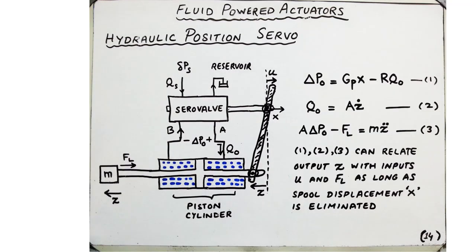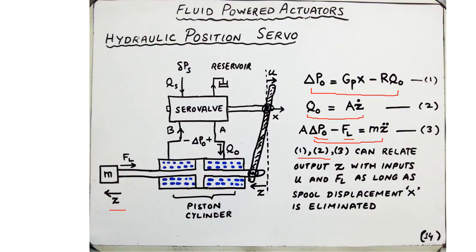So now if we make a summary of the equations so far, the first one is the fluid pressure drop equation. The second one relates the flow rate with the rate of change, with the velocity of the mass. And the third equation is essentially Newton's second law of motion, relating the pressure difference and the opposing force FL with the acceleration of the mass.